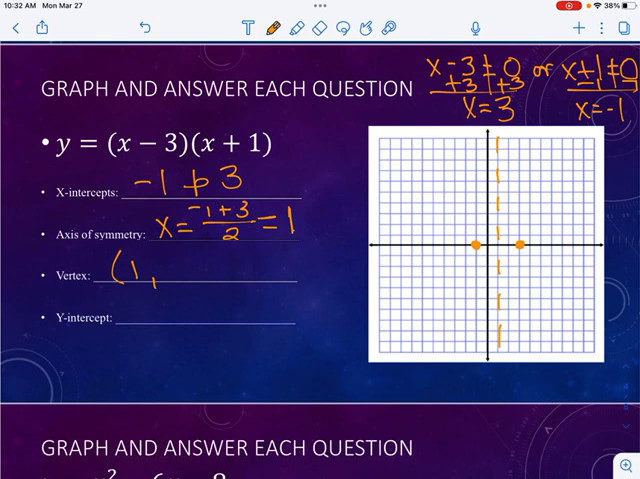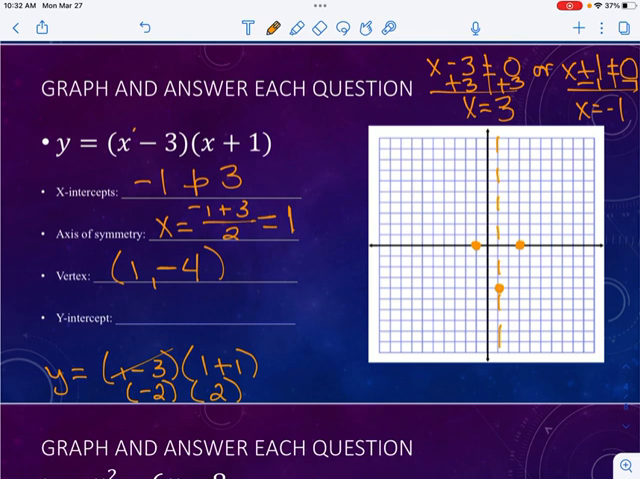Now, to find the y value, we are simply going to go y equals 1 minus 3 times 1 plus 1. Well, 1 minus 3 is -2, and 1 plus 1 is 2, so -2 times 2 gives me -4. So I'm going to come over here, 1, 2, 3, 4. There is my vertex.